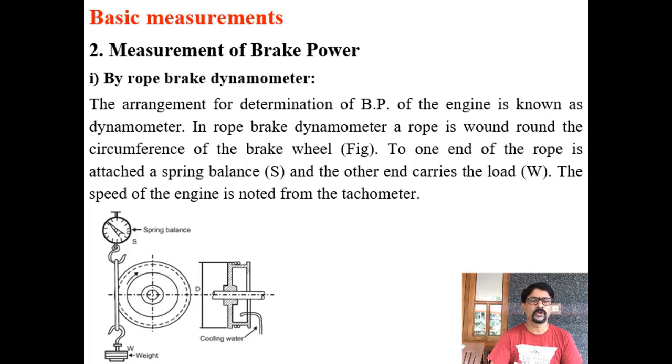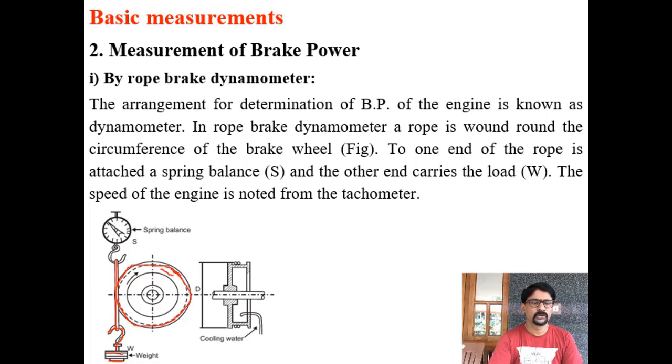In a rope brake dynamometer, as you can see, a rope is wound around the circumference of the brake wheel. This is called the brake wheel. This dotted line is actually a rope. The rope is wound around the brake wheel, and one end is connected to this spring scale, and the other end is connected to a support here which carries some weight. You can see this is the weight pan, and on that some weight is placed.